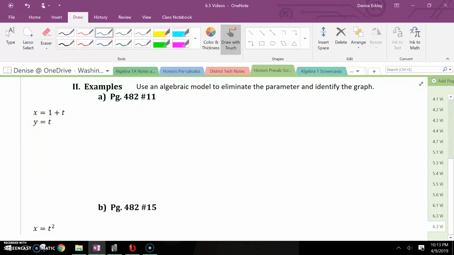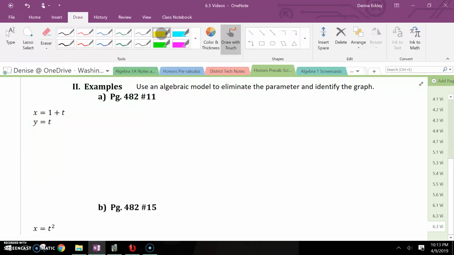And what I didn't write that was in the book is you can use your graphing calculator to verify what you get. So the idea is to look at your two parametric equations and solve one of them for t and then substitute in the other one, and then get your rectangular equation from that.